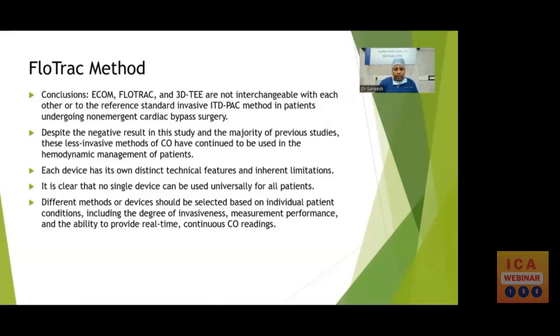Despite the negative result in this study and the majority of previous studies, these less invasive methods of cardiac output monitoring have continued to be used in the hemodynamic management of patients. Each device has its own distinct technical features and inherent limitations. It is clear that no single device can be used universally for all patients. Different methods or devices should be selected based on individual patient condition, including the degree of invasiveness, measurement performance, and the ability to provide real-time continuous cardiac output readings.